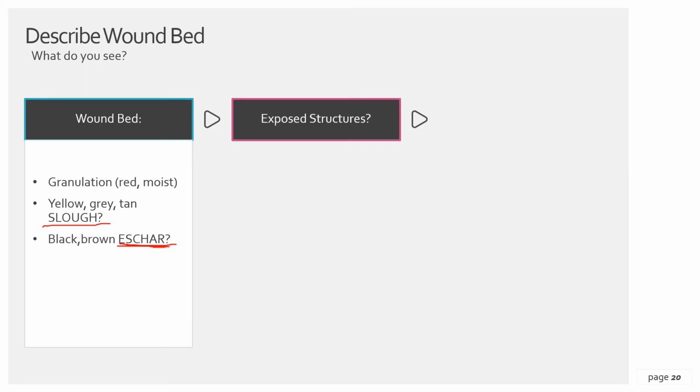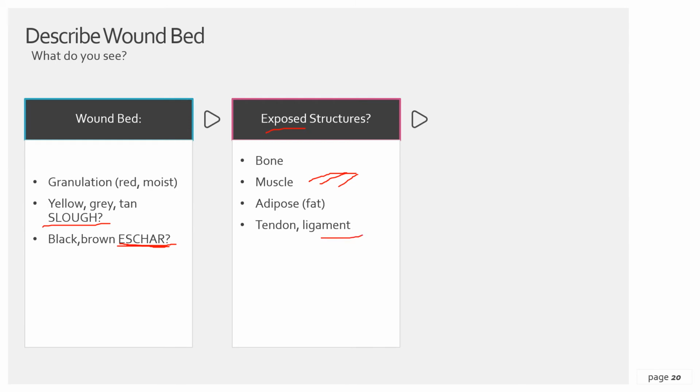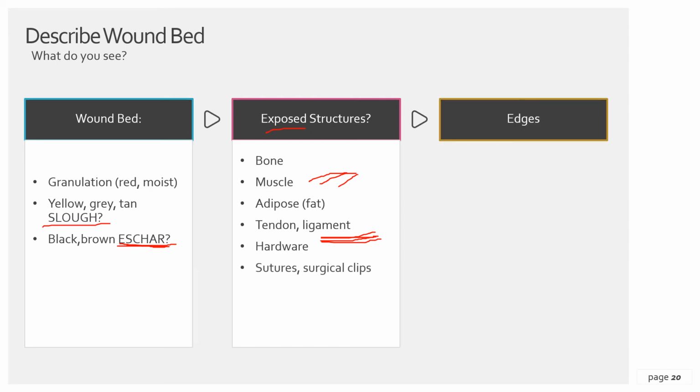Then you want to note if you see any exposed structures. Do you see any bone, muscle? You can tell muscle because it has striated fibers. It's pretty cool. Do you see any adipose tissue? That's the medical term for fat. It's usually yellow and lumpy. Do you see any tendons or ligaments? These are usually white and they kind of look like a violin bow. They have long, hairy fibers. Do you see any hardware that usually looks metallic? Do you see any sutures or surgical clips?